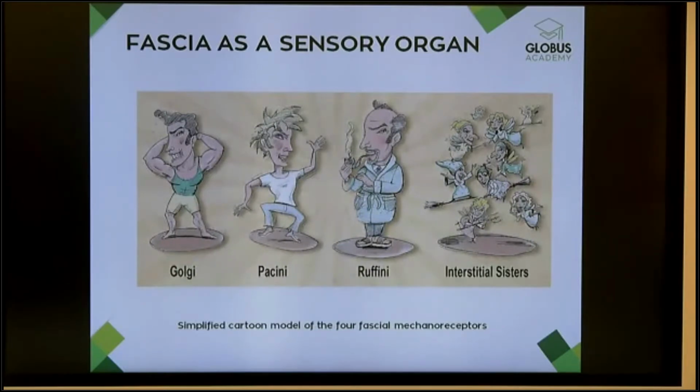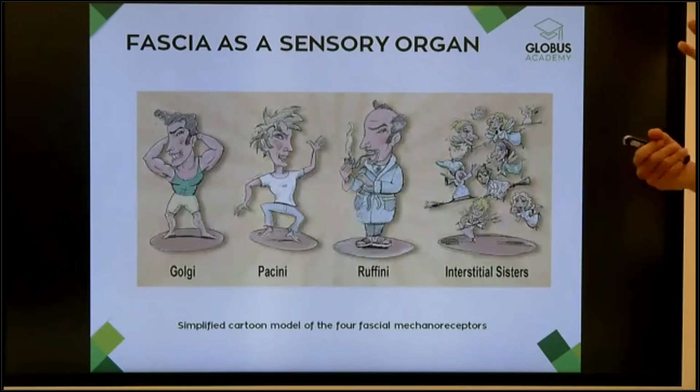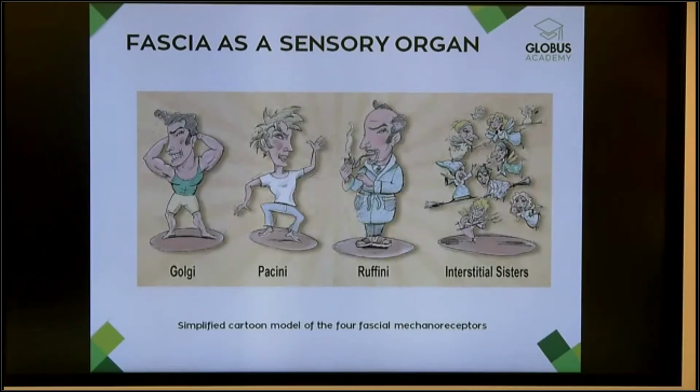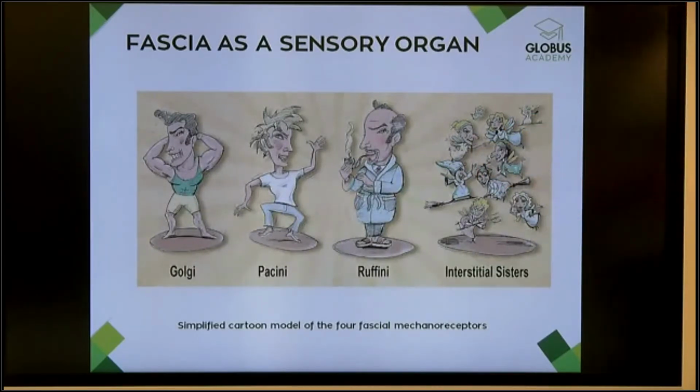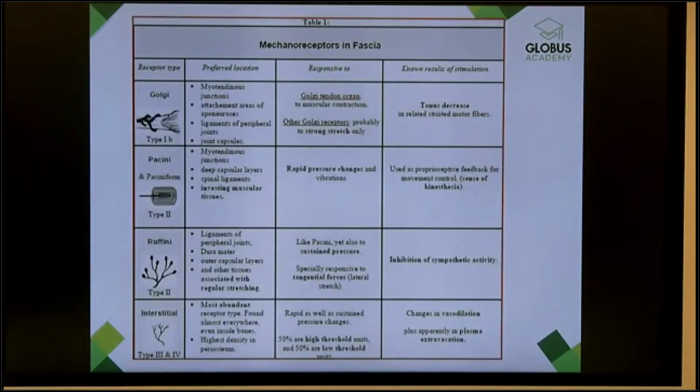So it's absolutely important, I think, to speak a bit about this family, the crazy Italian family, I can say. This is, of course, a simplified cartoon model. Here in more detail: the Golgi, the Pacini, the Ruffini, the interstitial receptors type 3 and type 4. If you want to check, it's easy to find them.